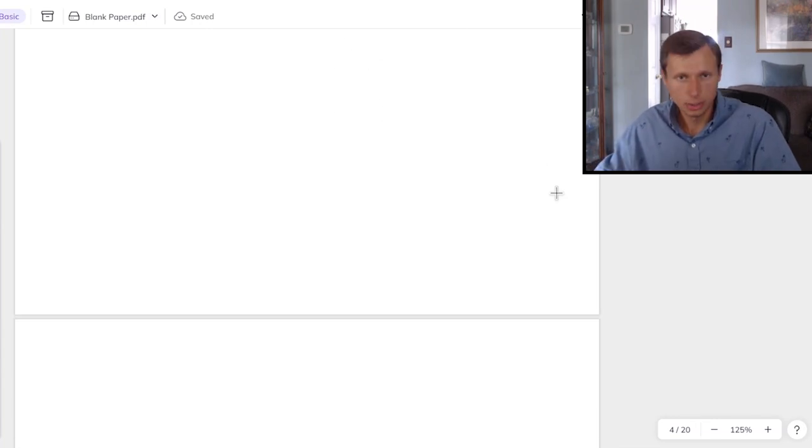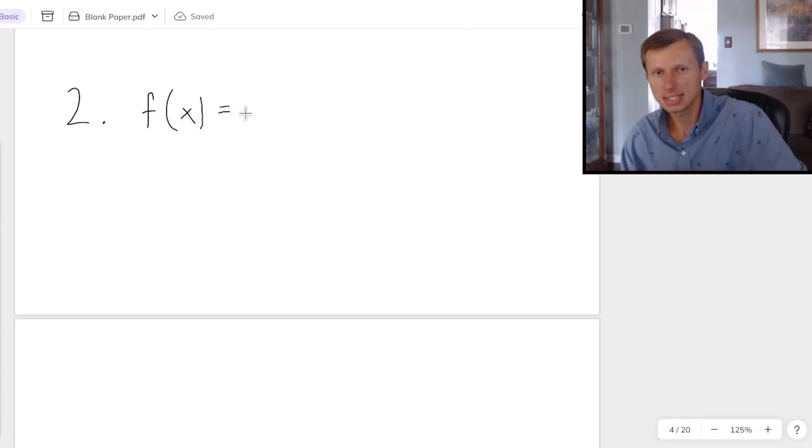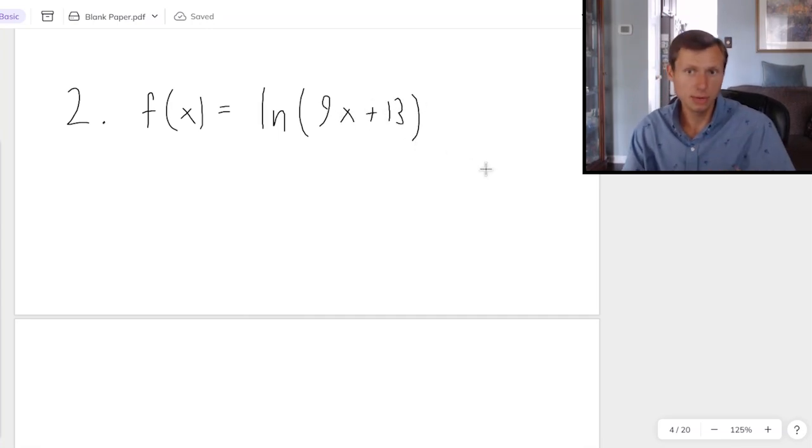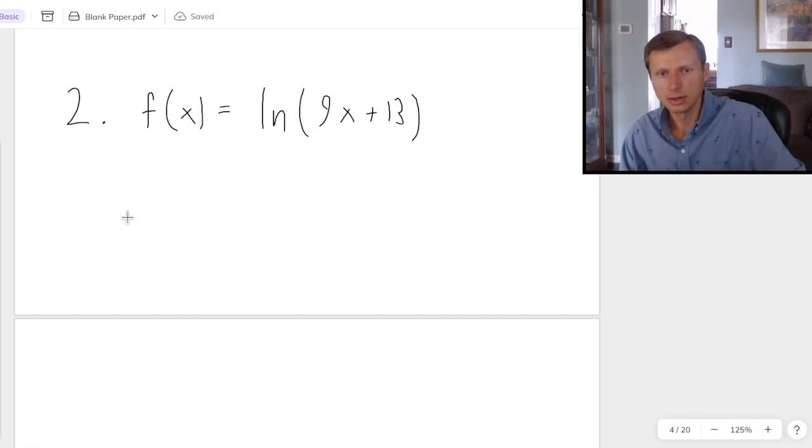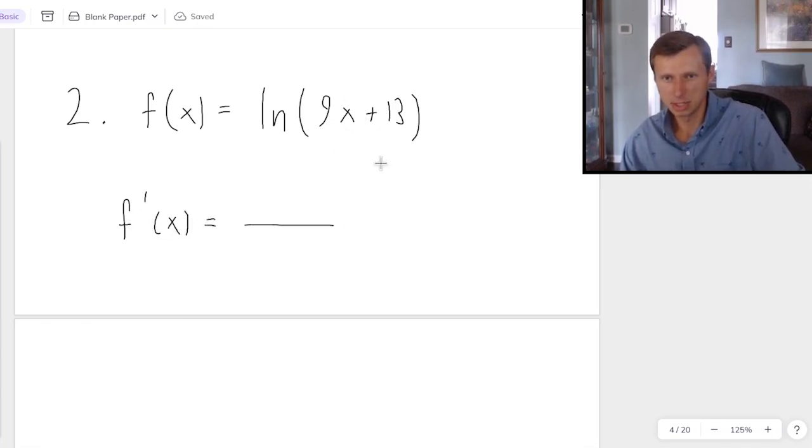So now let's do another one. We have f of x equals natural log of 9x plus 13. Go ahead, pause the video, give this one a try, and when you're ready to see the solution, unpause. Okay, so here we go. First, f prime of x equals, in the numerator goes the derivative of 9x plus 13, which is simply 9, because the derivative of plus 13 is 0. And in the denominator, we have the original 9x plus 13.